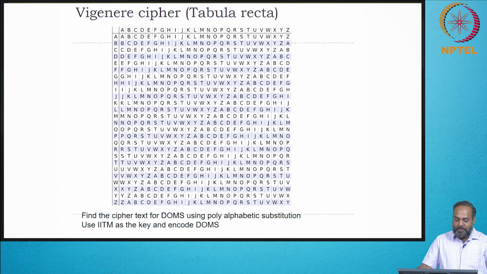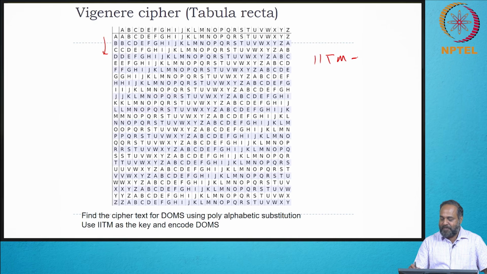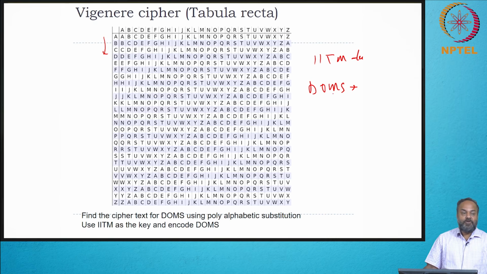This is polyalphabetic substitution, where for each character there is a different substitution method. When it is A, which letter is to be substituted is determined by a key. Okay. There can be a key. So, here is a problem for you. Use IITM as the key. DOMs need to be encrypted using polyalphabetic substitution. So, what you do is, as I said, for each letter there is a different rule. Okay. There is a different rule.